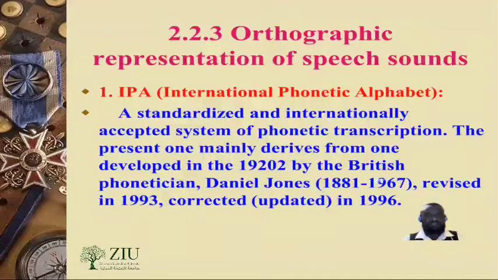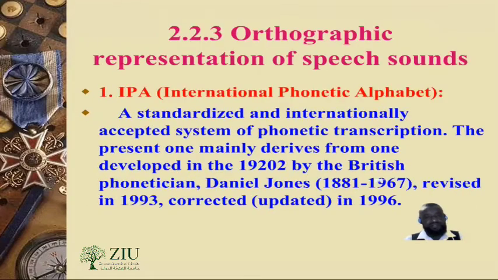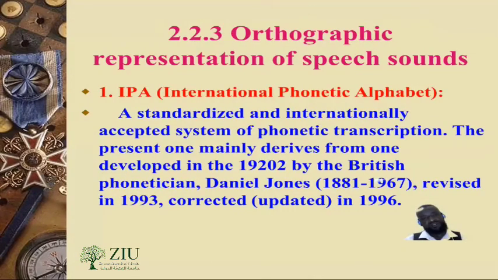Let us move to the origin of speech. We talked about orthographic, the representation of speech sounds, and the International Phonetic Alphabet. I think we will hear about narrow transcription in another lecture, because today we have taken two lectures. This is about the standardized and internationalized accepted system of phonetic transcription. The present one derives mainly from the one developed in 1902 by the British phonetician Daniel Jones.